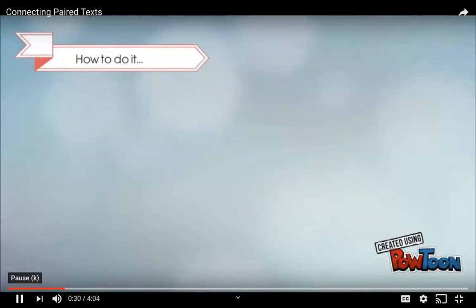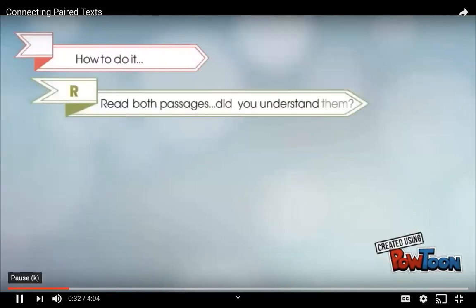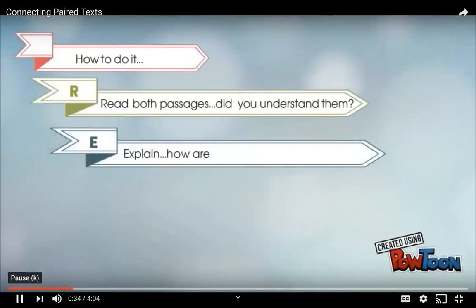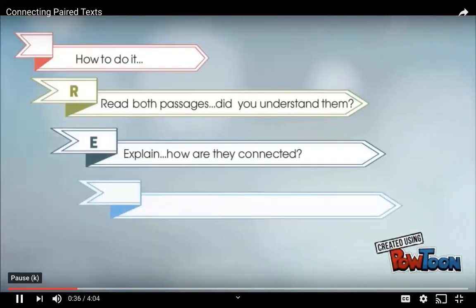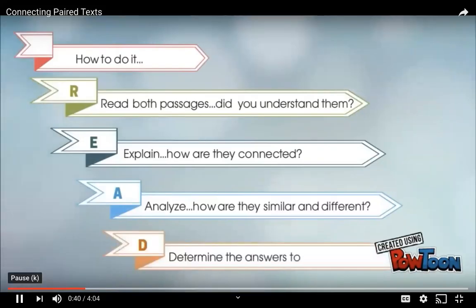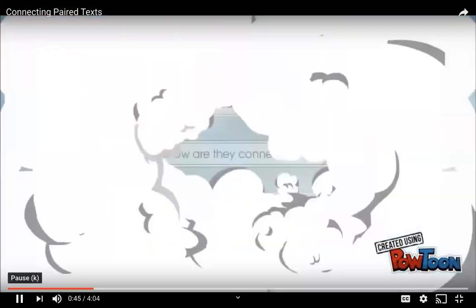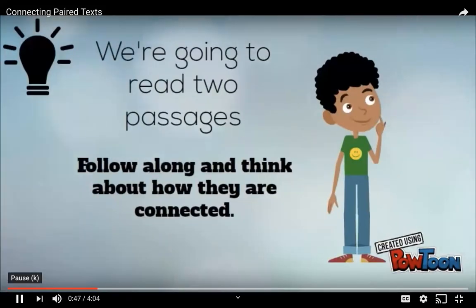Here's how we're going to do this. First, we're going to read both passages. Did you understand them? Then explain, how are they connected? Next, analyze, how are they similar and different? Finally, determine the answers to the questions. Let's try it. Now we're going to read two passages. Follow along and think about how they're connected. What's the same? What's different?